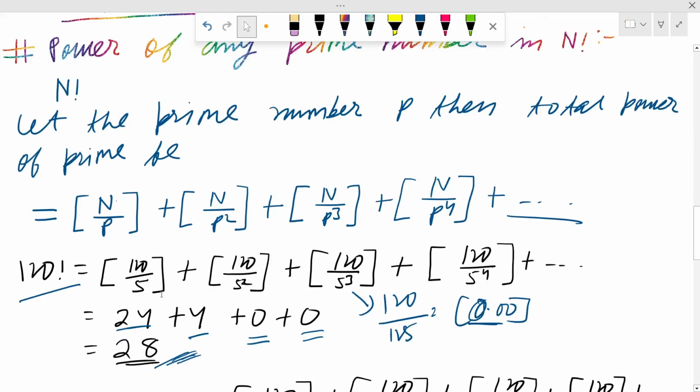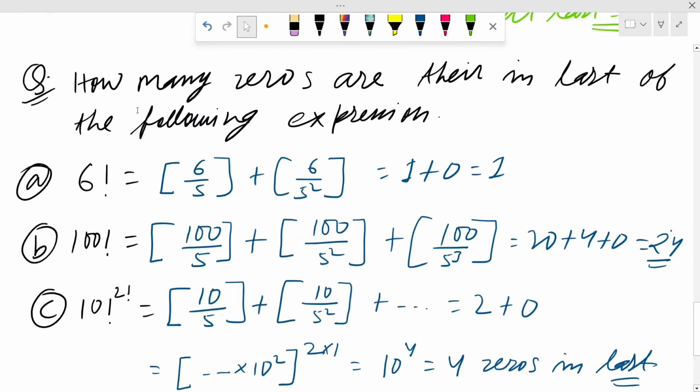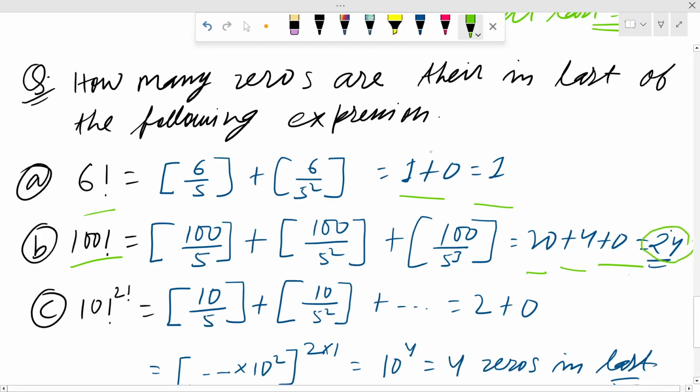You should try two or three questions to clarify. Find how many zeros are there at the end of the following expressions. For 6 factorial: 6 by 5 plus 6 by 5 cubed gives 1 plus 0, so there is 1 zero at the end. For 100 factorial: 100 by 5, 100 by 5 squared, 100 by 5 cubed means 20 plus 4 plus 0 equals 24, so there are 24 zeros at the end of the expression.